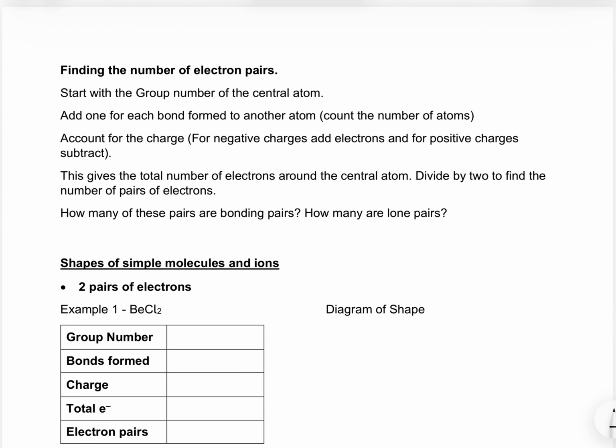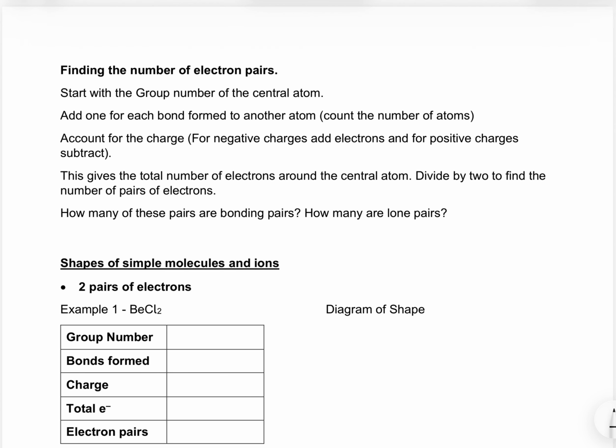For every bond that we form to another atom, we're going to add an electron, because that atom is going to form a covalent bond with the central atom. It brings 1 electron to the bond, so we're bringing 1 more electron to the central atom. And then we're going to account for any charge that's on our molecule or our ion. And if they're negative, we add, because you've added an electron. If they're positive charges, we subtract, because we've removed electrons. That's going to give us the total number of electrons. If we divide by 2, we'll find how many pairs.